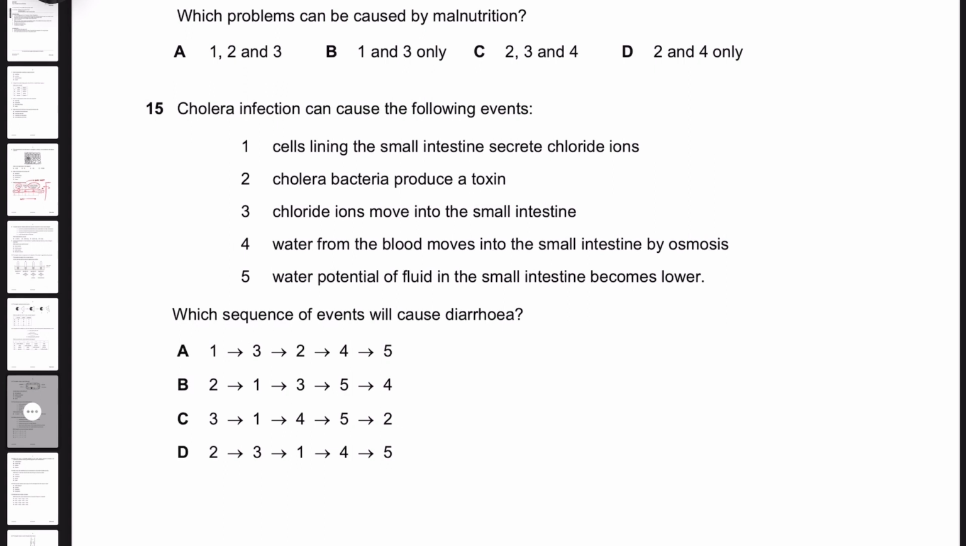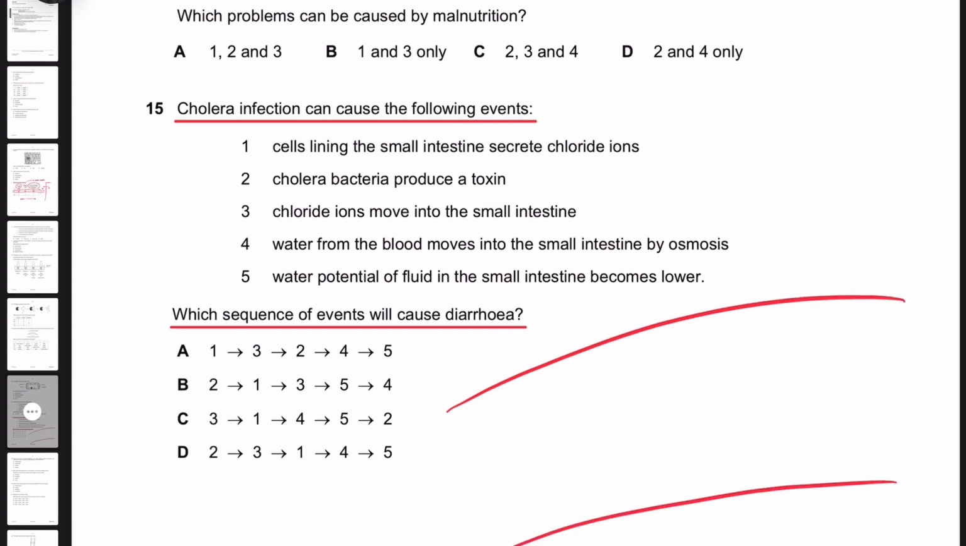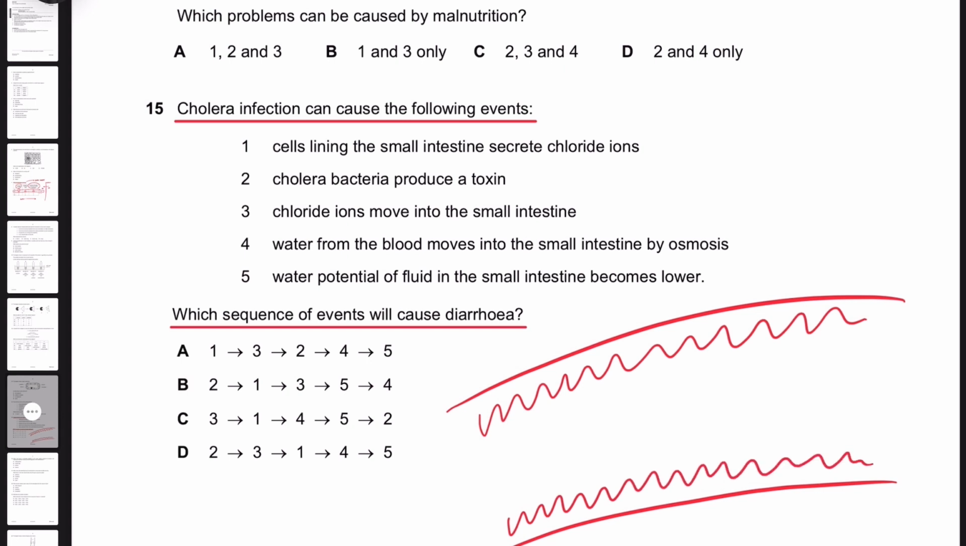Number 15. Cholera infection can cause the following events. Which sequence of events will cause diarrhea? So, when we talk about cholera, we have to talk about this bacteria. And the bacteria's name is called Vibrio cholerae.